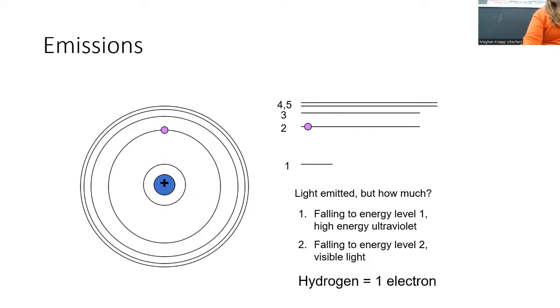Okay, so each color, each line that we see looking through that spectroscope corresponds to one change on here, a change from some energy level that's higher to, in the case of helium, energy level 2. So it's falling down to an energy level that we can see. Okay, questions about that?